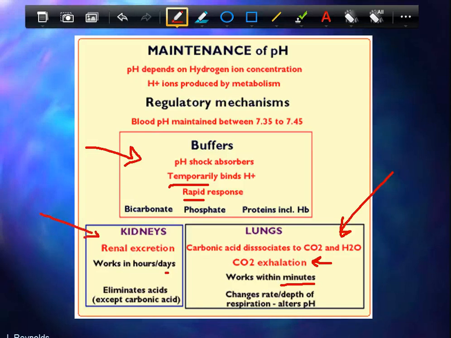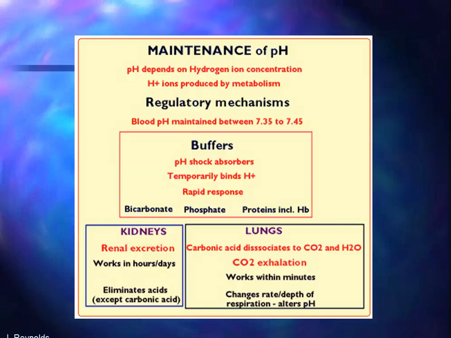Kidneys takes longer, but it's the most important. I mean, because you can really sway blood pH with hydrogen ion and bicarbonate control from the kidneys. Okay.